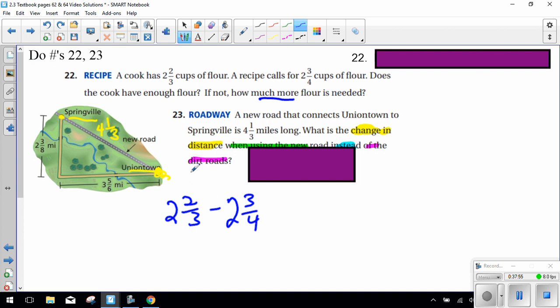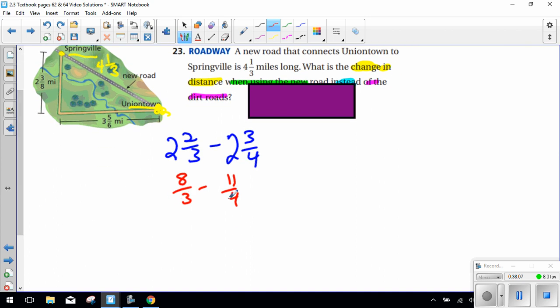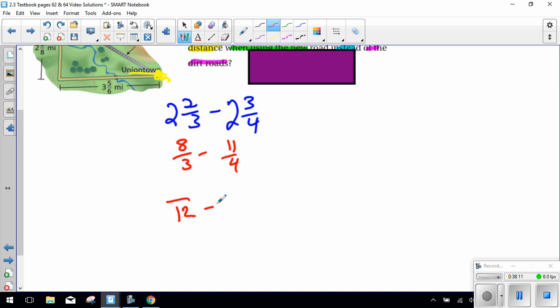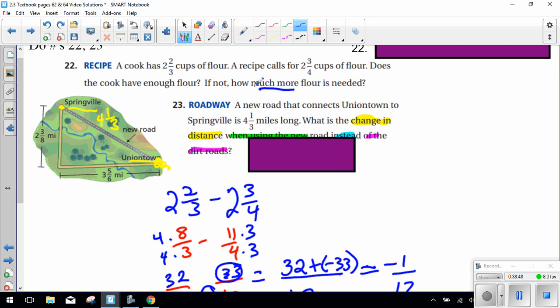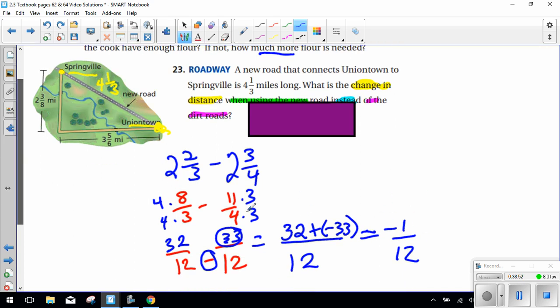What we're going to do is make these improper. 3 times 2 is 6, and 2 is 8, minus 4 times 2 is 8, and 3 is 11 over 4. Common denominator between 3 and 4, if you write your multiple list, will be 12. 4 times 3 is 12, 11 times 3 is 33. 3 times 4 gives me 12, so 8 times 4 gives me 32. So my denominator is 12. My numerator is 32. I'm going to rewrite this as plus, and I'm going to take the opposite. Okay, and that equals -1 over 12, which means I do not have enough flour. I still need 1/12 of a cup more.